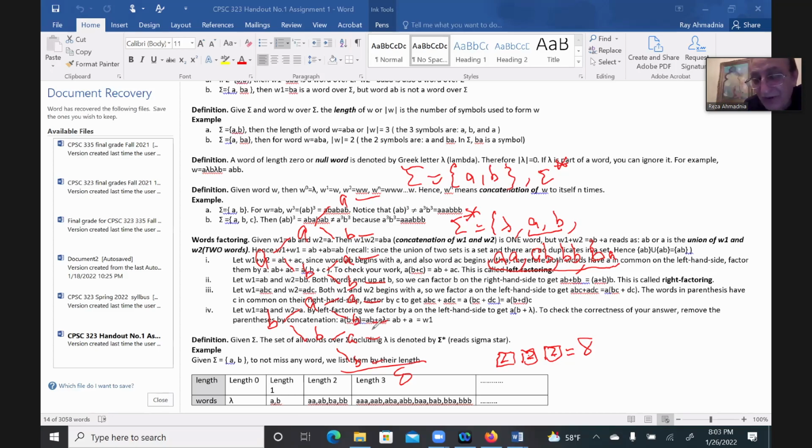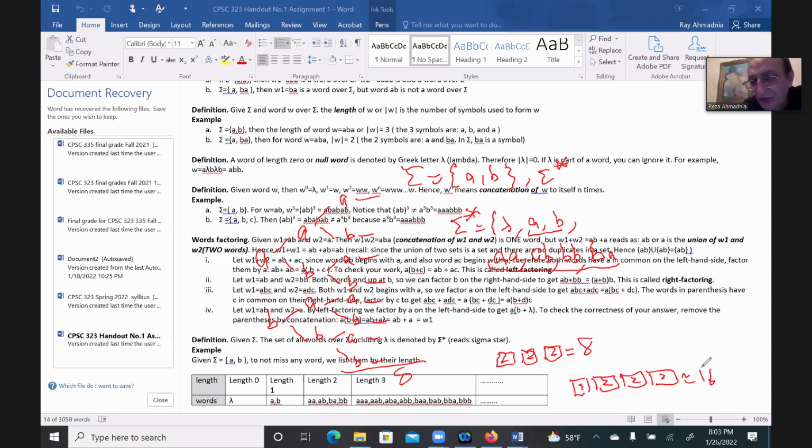So how many words of length 4 can we have? The first position, either A or B. The second position, A or B. The third position, A or B. The last position, A or B here. So we have 16 words of length 4.